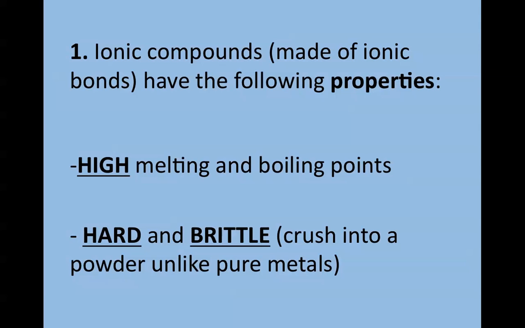So ionic compounds have high melting and boiling points. They tend to be hard and brittle, which means that we could crush them into a powder, which is very different than our pure metals that we talked about.